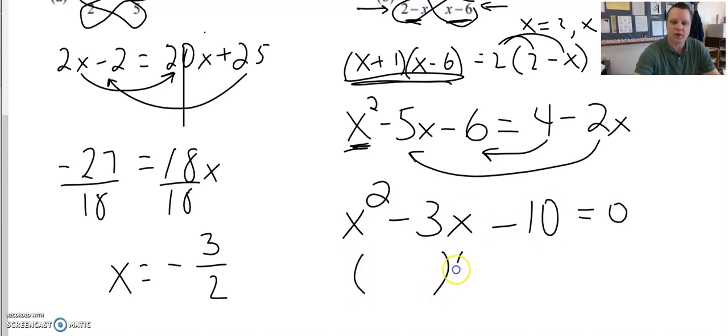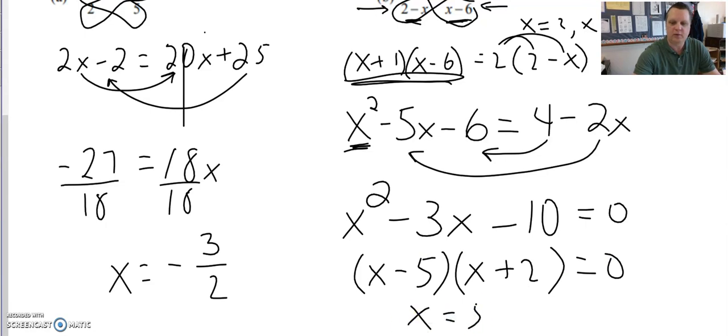Factors of negative 10 that give you negative 3 are negative 5 and positive 2. So x minus 5 times x plus 2 equals 0. Therefore, x equals 5, x equals negative 2. Both are good solutions, because the ones that were not good solutions were 2 and 6.